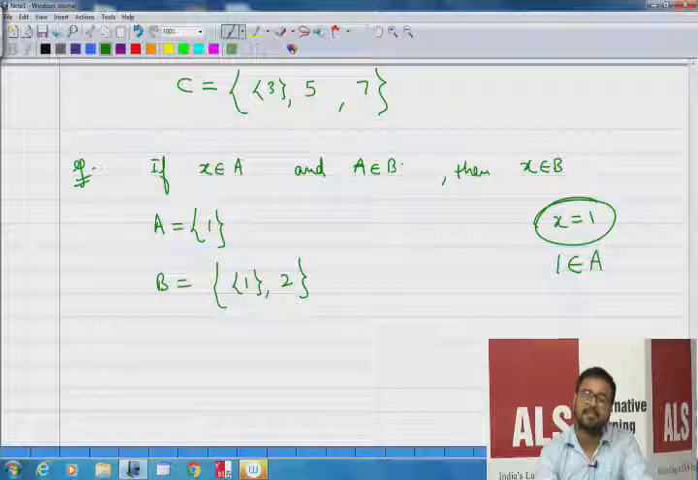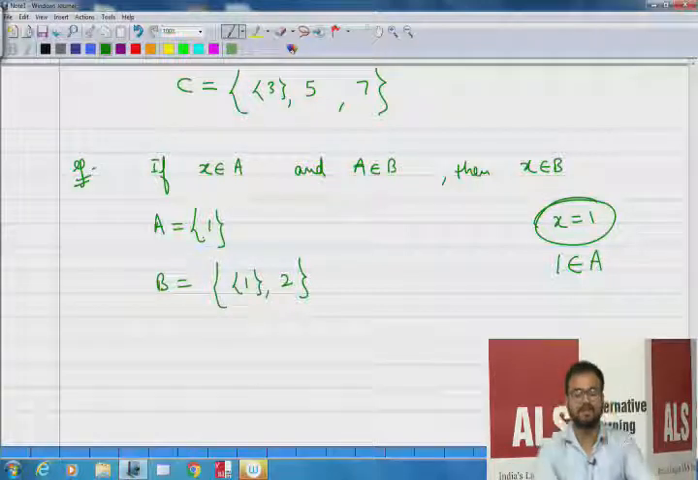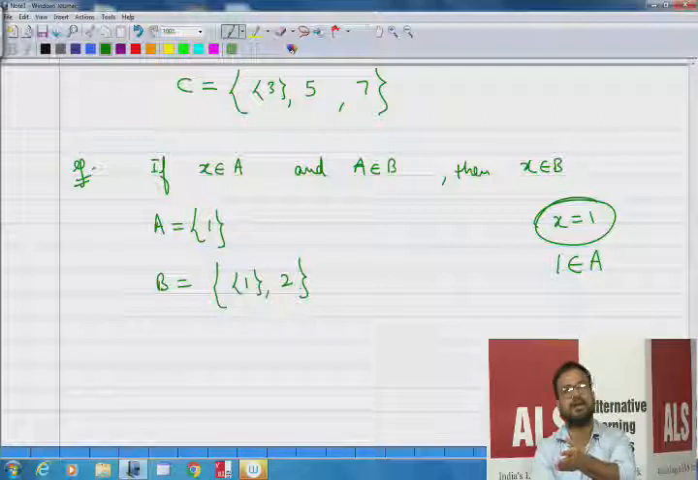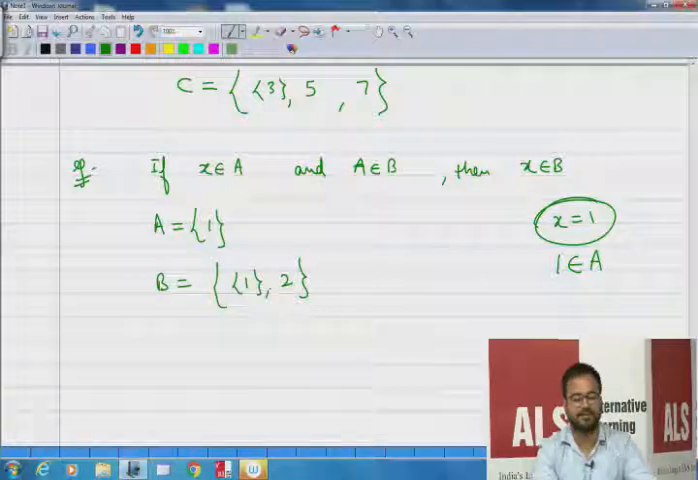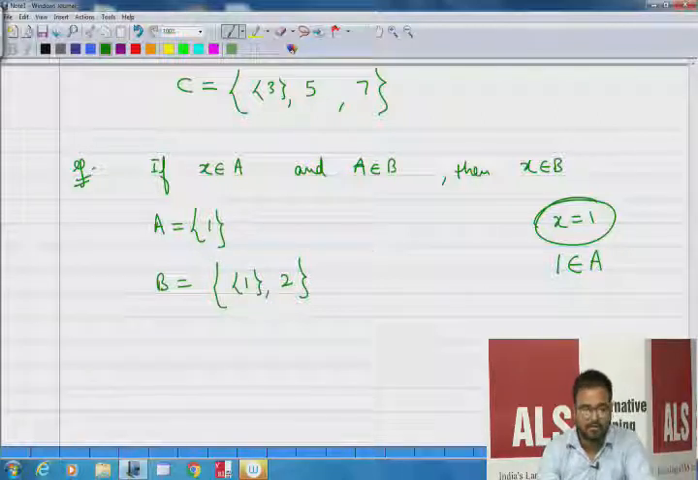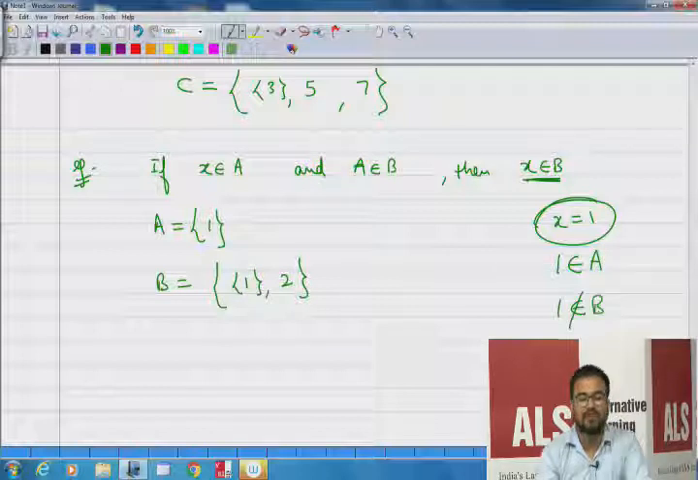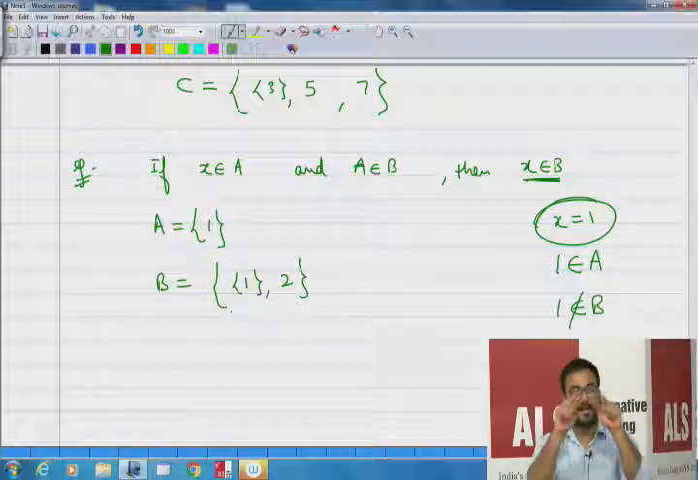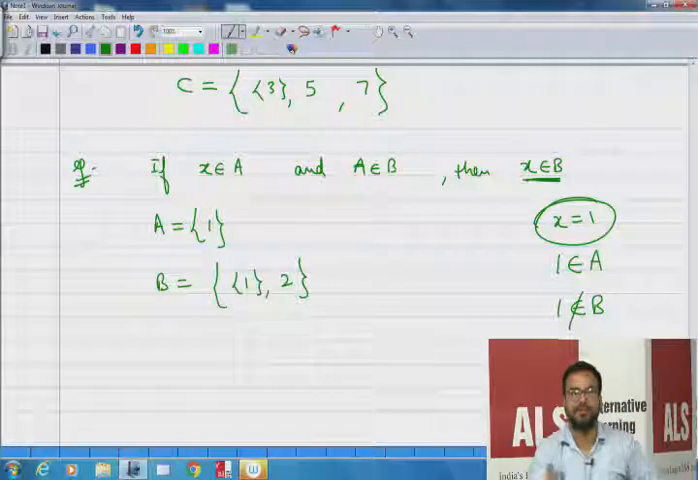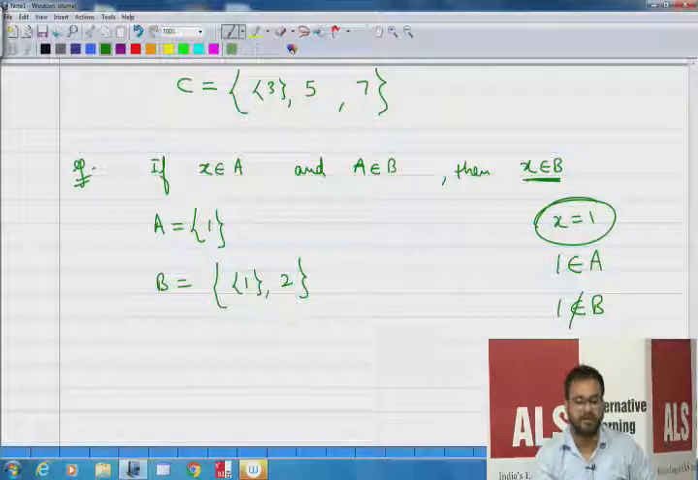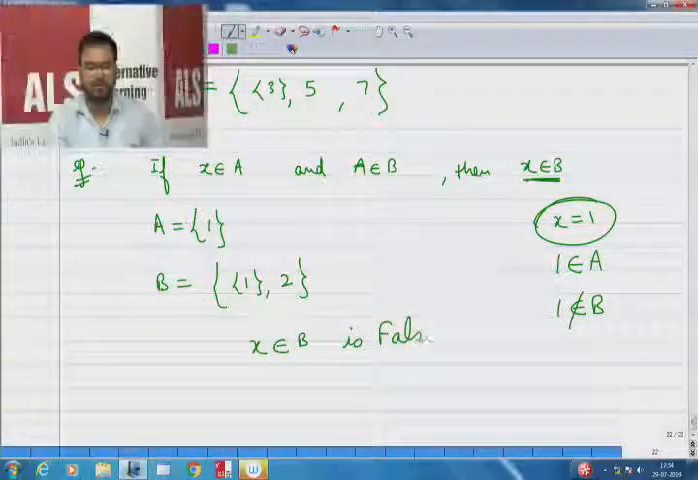And A itself is an element of B. So it means this complete A with these curly braces should be present in the B, and I have taken one random number also like this set. Now using these two, can we say that X is an element of B since X is equal to 1? So 1 is the element of A. You can say that 1 is not an element of B because the set with curly braces is an element of B, but alone 1 is not an element of B. Therefore X belongs to B is false.